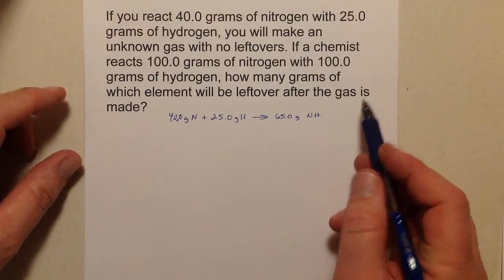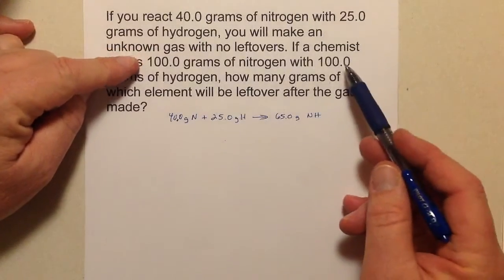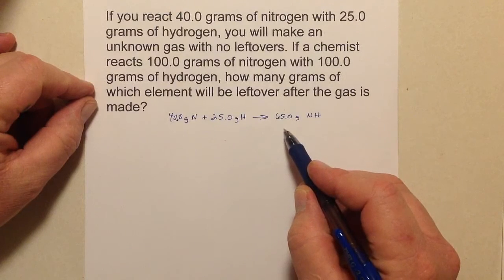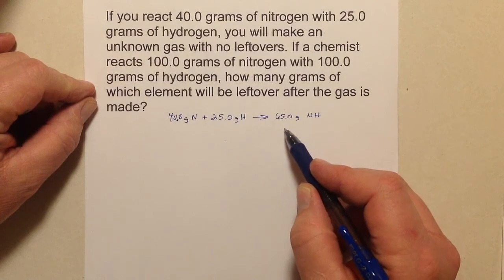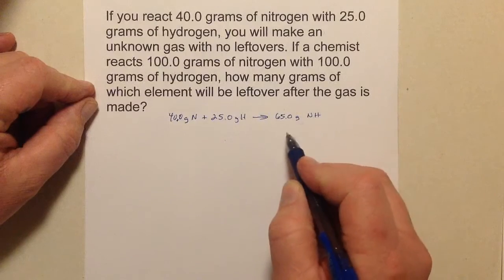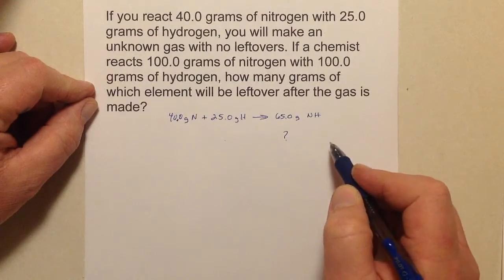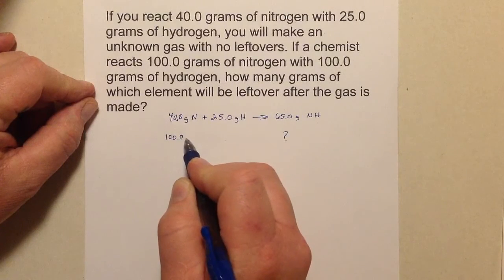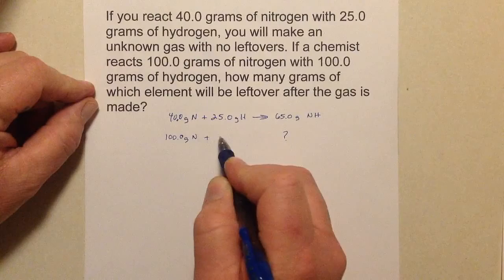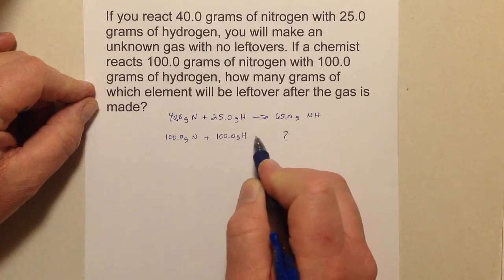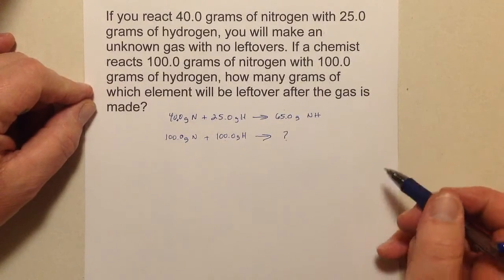Now we're told that we're going to react 100 grams and 100 grams of nitrogen and hydrogen, but we're not told how much we were going to make. In some of the examples in the book, if you knew how much you were going to make, you could just figure out a ratio, but we don't have that. That's what we don't know. But what we do know is we have 100.0 grams of nitrogen plus 100.0 grams of hydrogen, and that's going to produce our product.